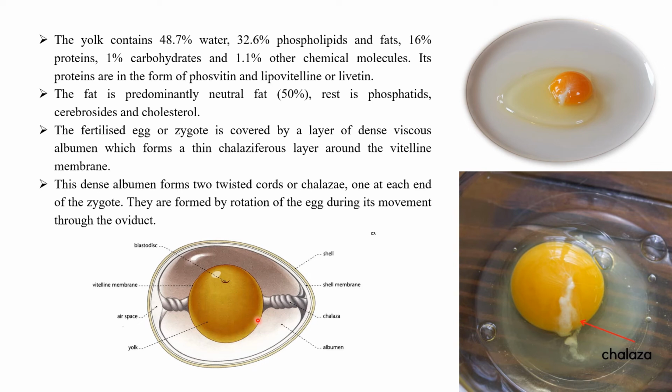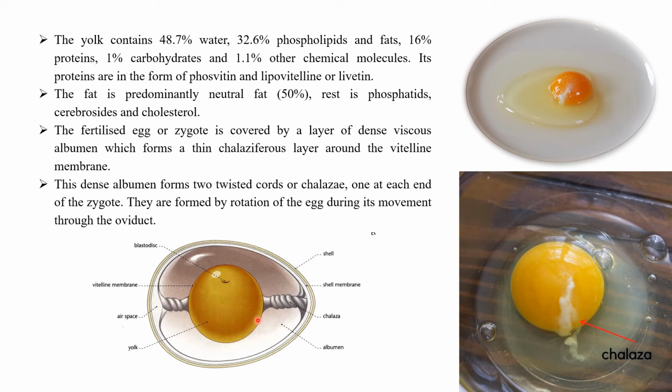It also contains proteins, and these proteins are in the form of phosvitin and lipovitellin or livetin. The fat present in the egg is a neutral fat. About 50% of it is the neutral fat, and the rest of it is the phosphatides, cerebrosides and the cholesterol.